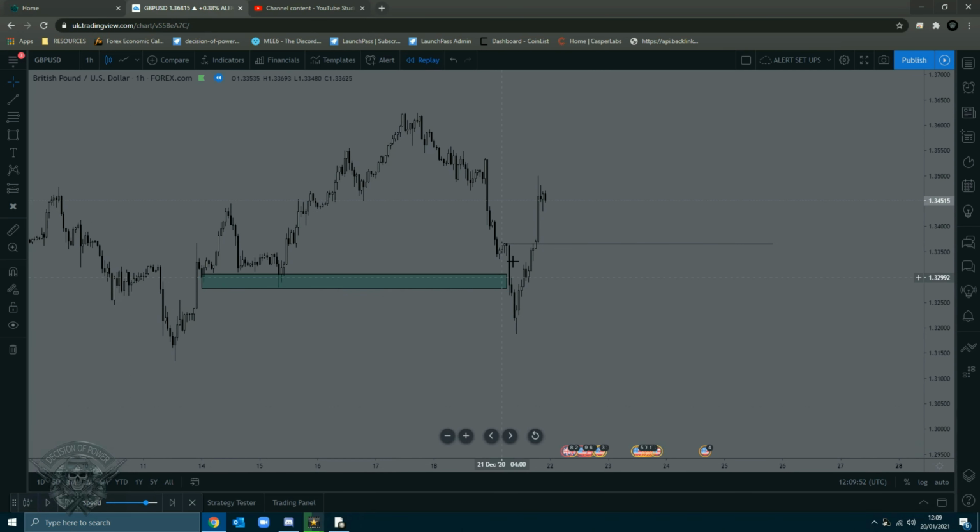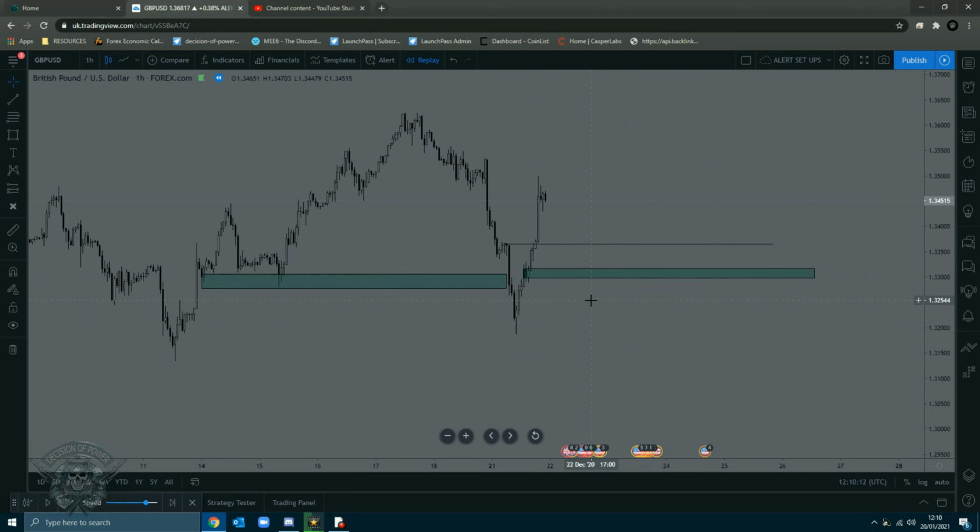Okay, so we had a push up there through there. Now look at this down candle here. That's the one that caused the move out of there. So that's the area of interest right there. So when we come back down into this price point here, that's where we'll be looking to get long.